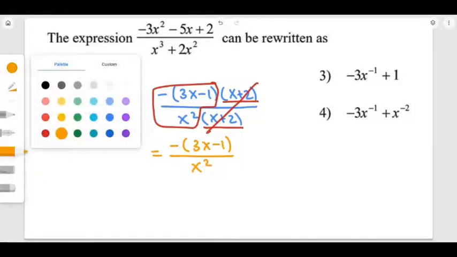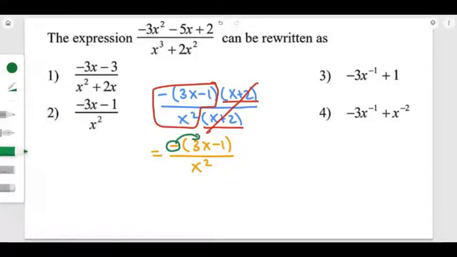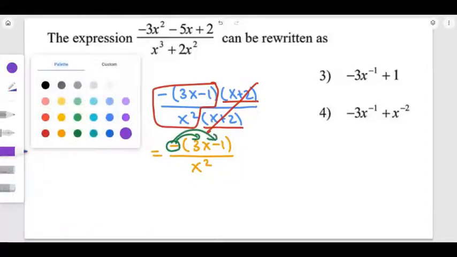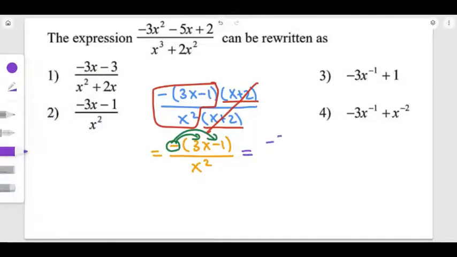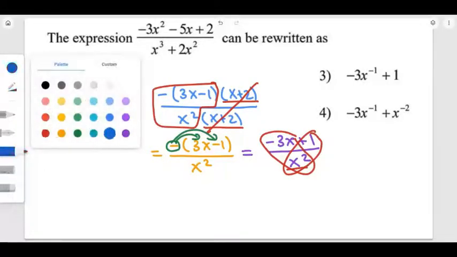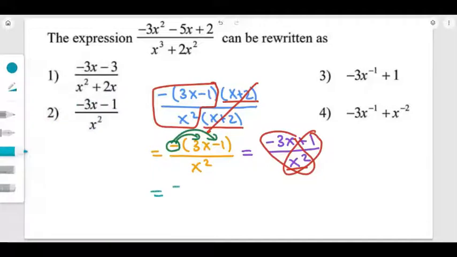Now we're just going to distribute the negative to the two terms inside this bracket, so it's going to be equal to negative 3x plus 1 over x squared. Here we're going to distribute x squared to both terms in the numerator, so it's going to be equal to negative 3x over x squared plus 1 over x squared.